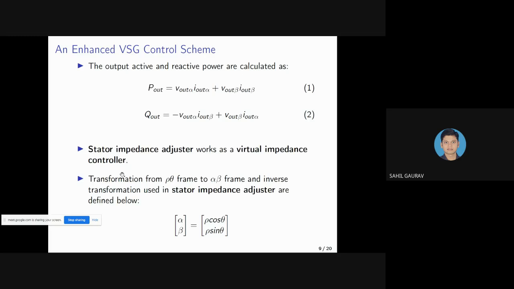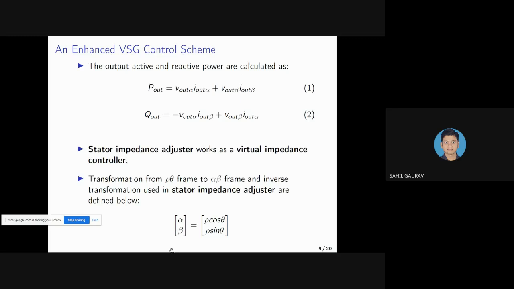And since we have used the transformation from the rho theta frame to the alpha beta frame, and the inverse transformation, in the stator impedance adjuster, how can we define this transformation? This is given below. If we have the rho theta frame, then alpha and beta are simply given by alpha equal to rho cos theta and beta equal to rho sin theta.